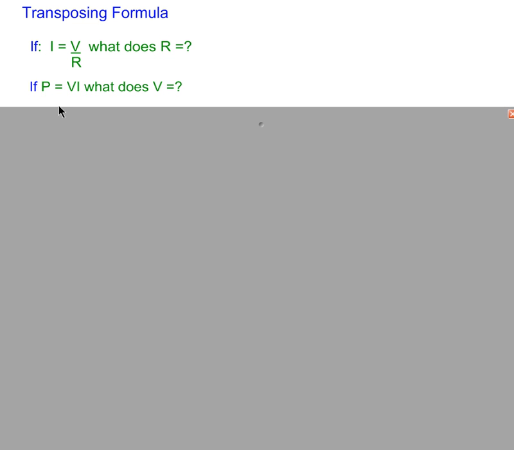And also if we have P is equal to VI, power is equal to voltage times current, and we knew the current and the power and wanted to work out the voltage, how do we change that formula around?